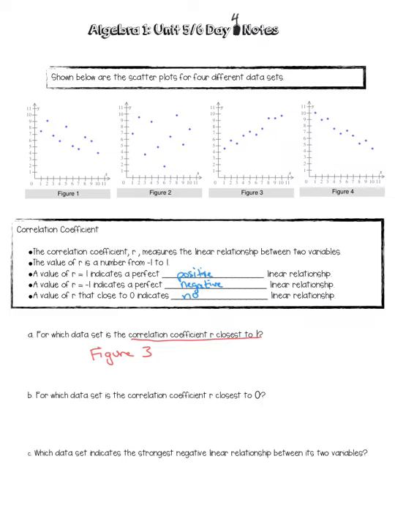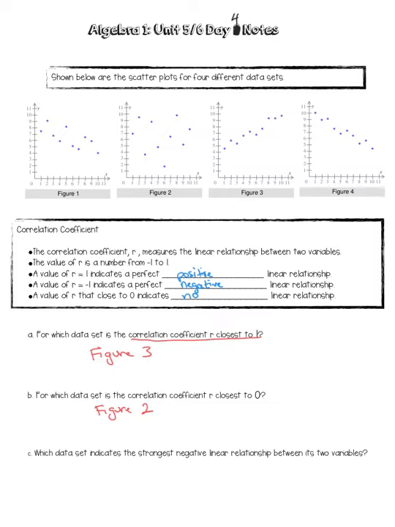B, for which data set is the correlation coefficient closest to 0? Well, if closest to 0 indicates no linear relationship, then you want the one where the dots are all over the place, and that would be figure 2. You can't even see a linear relationship anywhere.